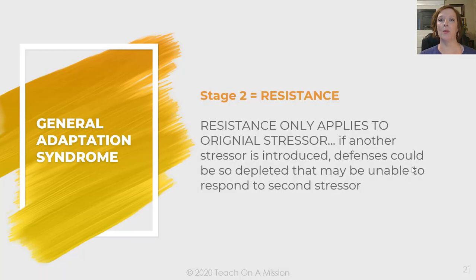So even though it appears on the outside that the body is doing really well, it is still fighting this long-term battle. Resistance only applies to the original stressor. So keep in mind, if other stressors are introduced, the defenses could be so depleted that it could be unable to respond to the second stressor. So you've got one huge stressor, and then something else hits, and then something else hits. And so the resistance is only going to apply to that original stressor. It doesn't apply to additional stressors.